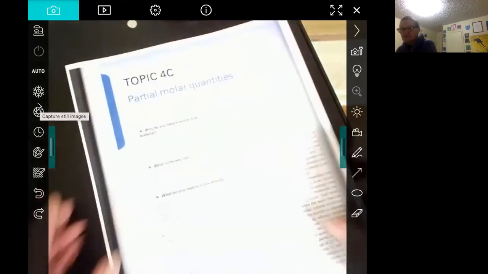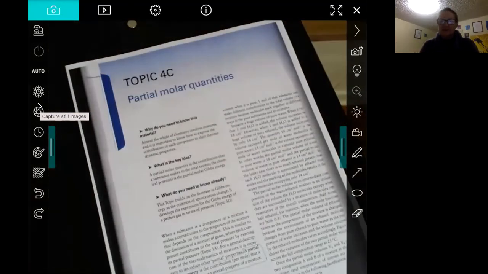Next, we're going to go on to thinking more about solutions and talking about colligative properties before we then go into focus 5, which goes into actual chemical reactions.